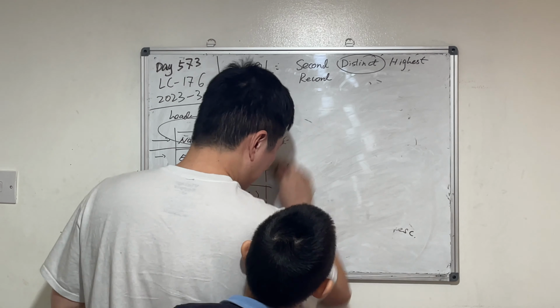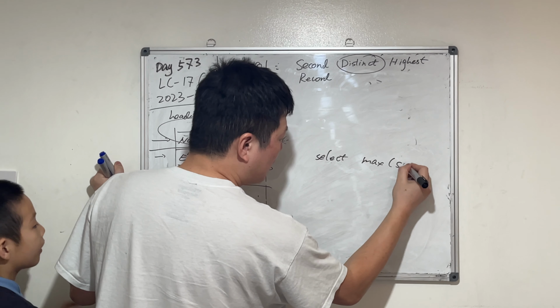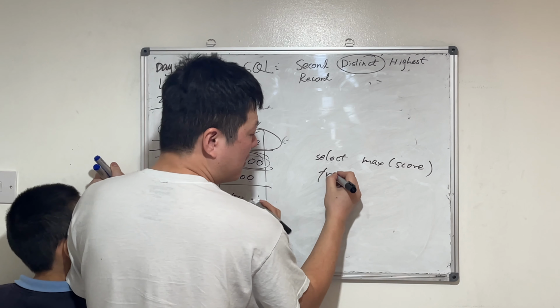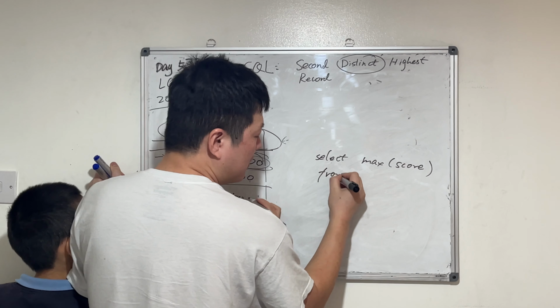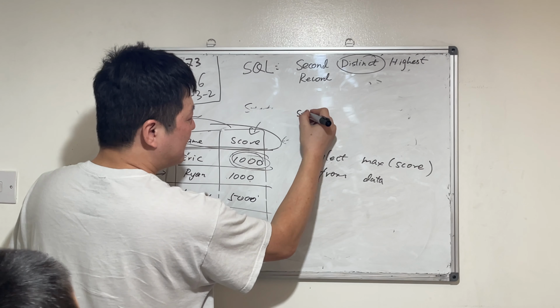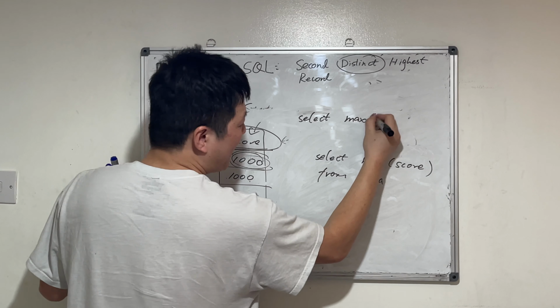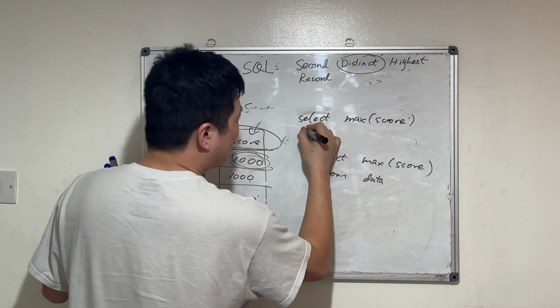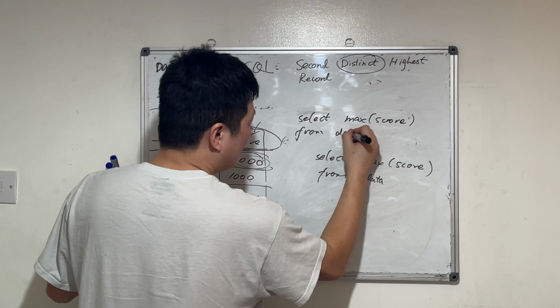How would you do it? Look, let me do the highest first. Select max score from data. This is the highest, right? I just have to do this again. Select max score from data, but I want to add one more criteria, which is where the score is not in here. This means 1,000. This is a subquery.